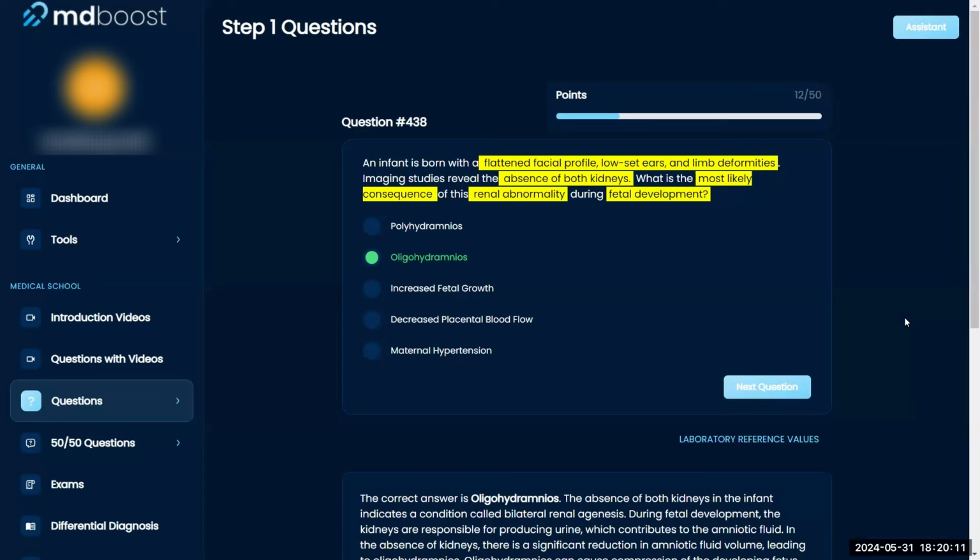So that's automatically oligo, right? Obviously, if you have too much amniotic fluid, that's a lot of space to not get smushed. Definitely for sure, things that will cause Potter sequence are things that will cause oligohydramnios, meaning you're not peeing, meaning you're not creating enough amniotic fluid.